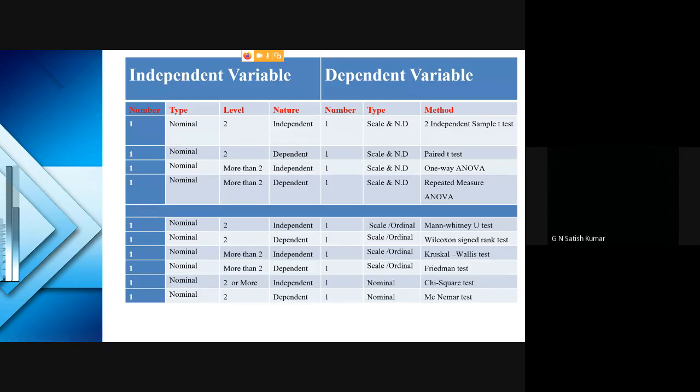So let us focus on the Friedman test. In the Friedman test, the independent variable will have more than 2 levels, and the dependent variable is scale data.